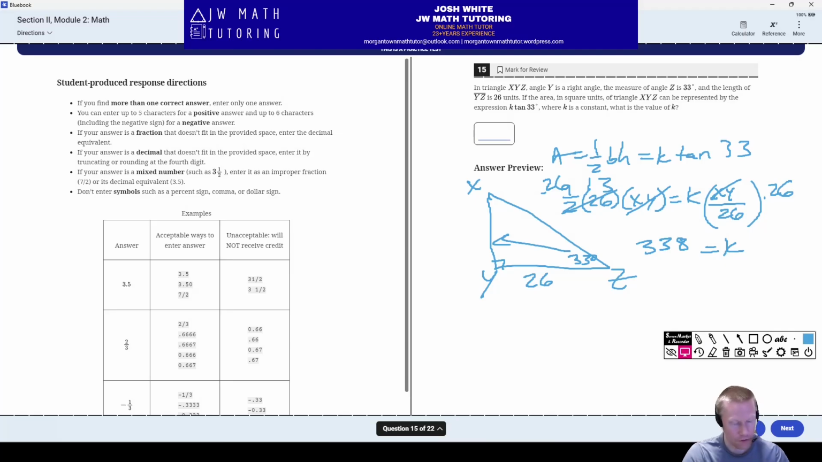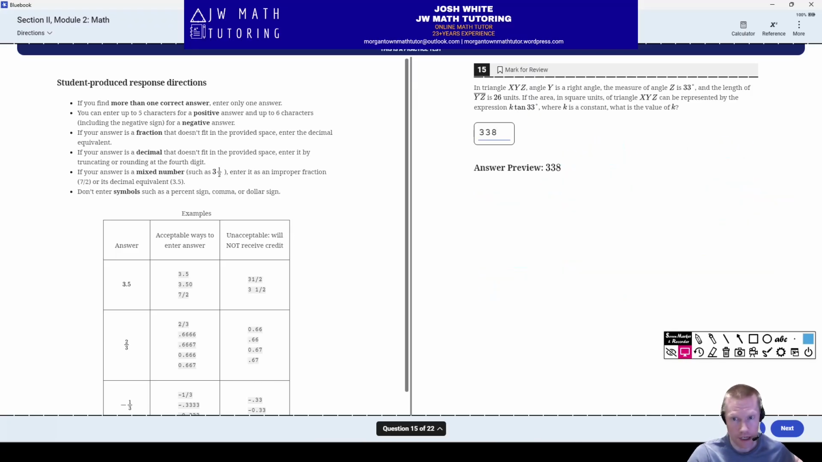Okay, so that's all you have to do for this problem. It doesn't matter what xy is. You don't actually have to find the value of it. I mean, technically you can, but you don't need to because it cancels out on both sides. And therefore, the correct answer is going to be 338.